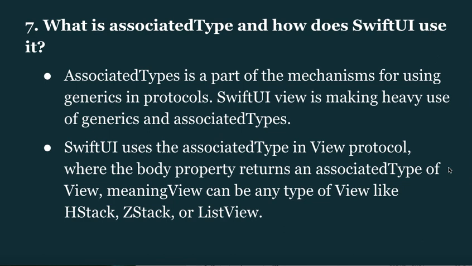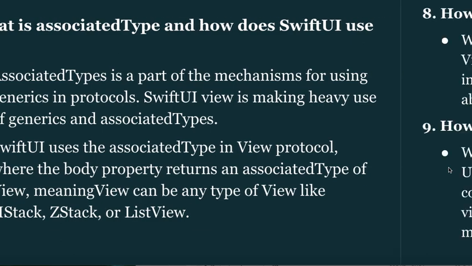Number 7. What is associated type and how does SwiftUI use it? Associated type is a part of the mechanism for using generics in protocols. SwiftUI is making heavy use of generics and associated types. SwiftUI uses the associated type in the View protocol, where the body property returns an associated type of view. Meaning, view can be any type of view like HStack, ZStack, or List view.